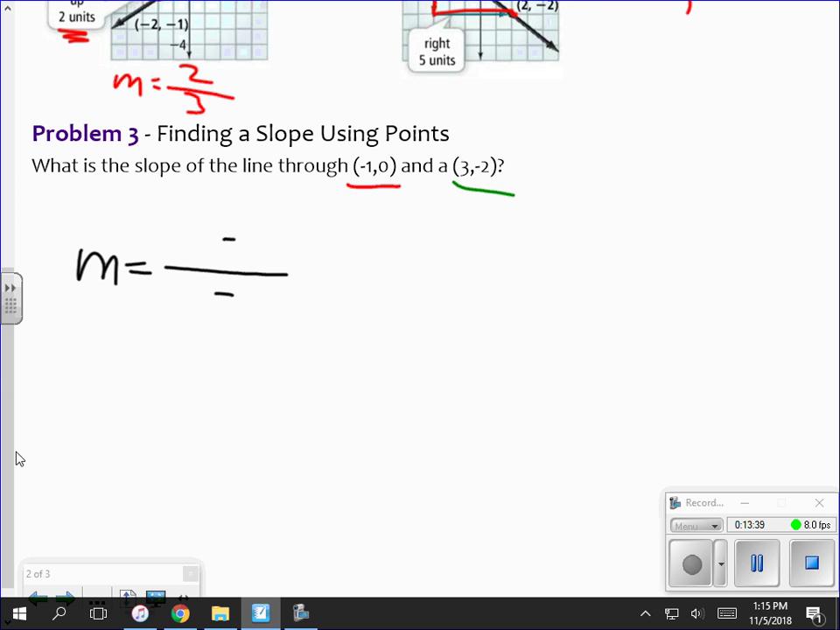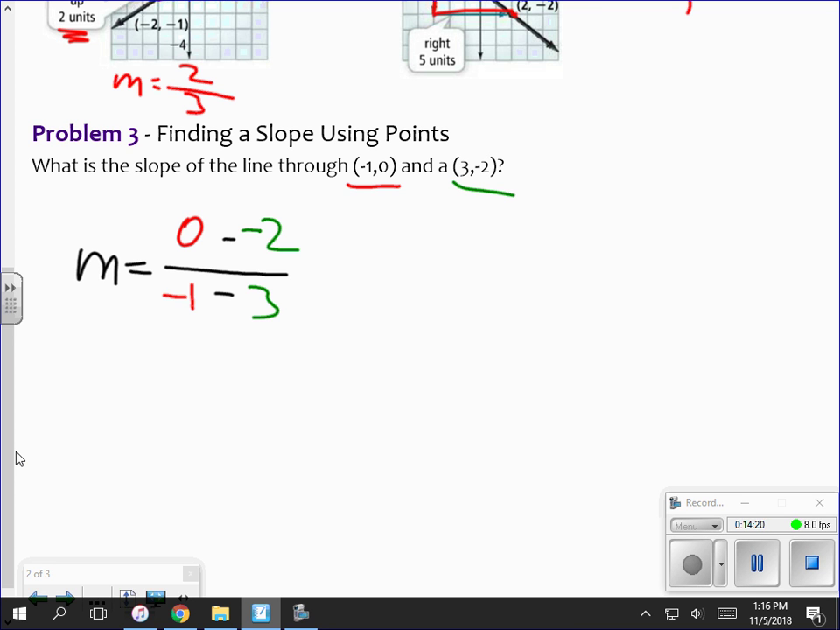So it's y-coordinate minus y-coordinate in my numerator. So my y-coordinate, in the first one I have 0, and the second one I have negative 2. The x-coordinate in my first point is negative 1. The x-coordinate in my second one is positive 3. Plug in your y-coordinates, plug in your x-coordinates. Notice, and this is the important part, the x and y here line up vertically. The x and y here line up vertically.